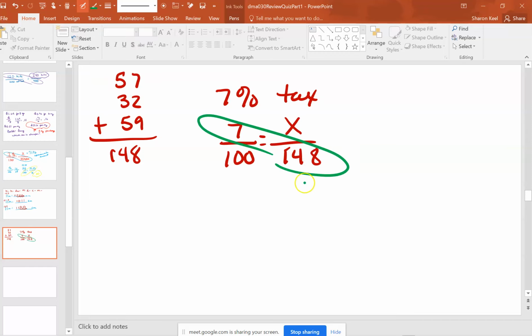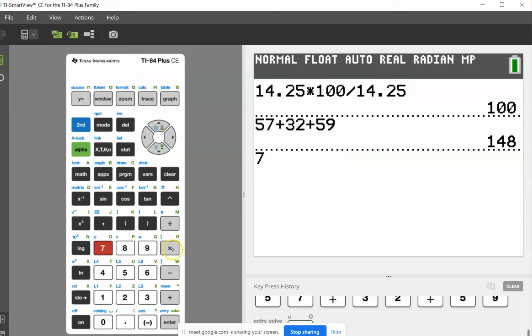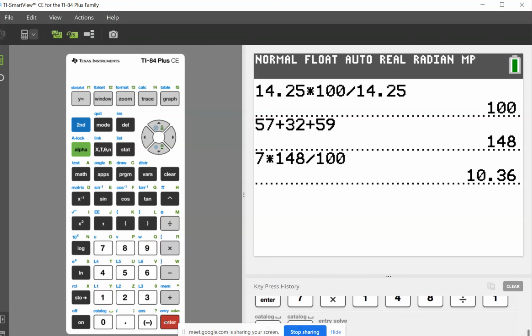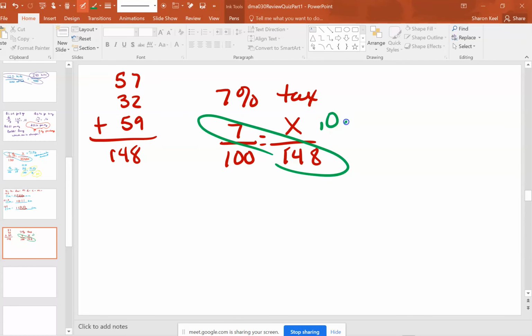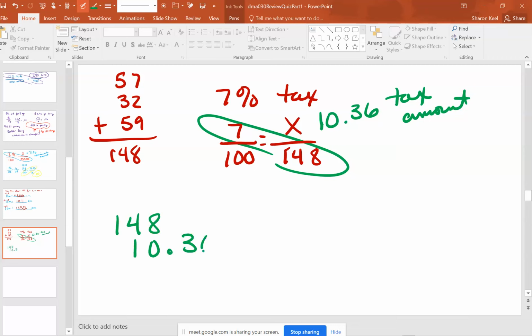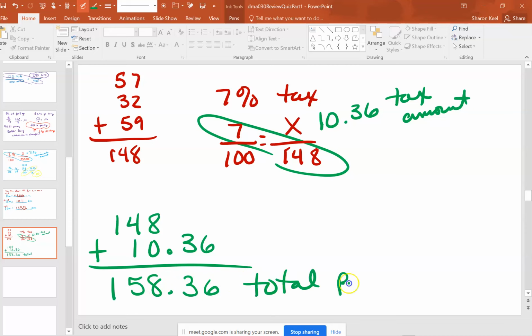So let's cross multiply and divide. So let's do 7 times 148 divided by 100. Our tax is going to be $10.36. That's our answer for the tax amount. For the total, we're going to take the 148 and add the tax, and that's going to give us 158.36. That's the total purchase price.